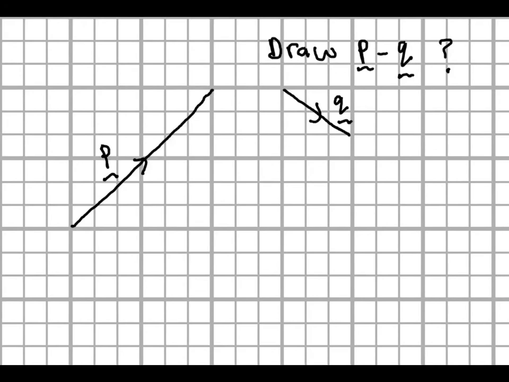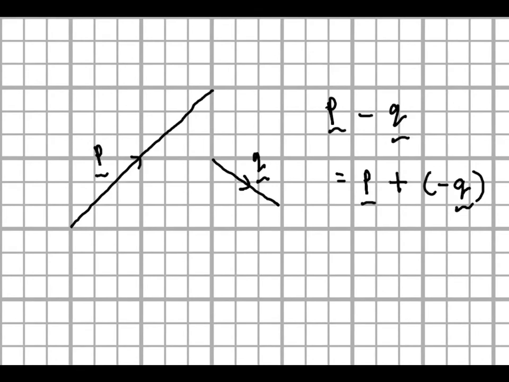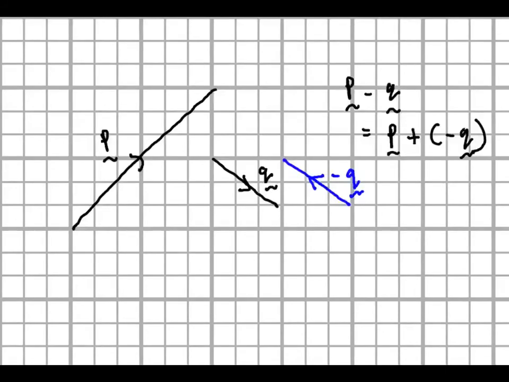Now, how do we draw the subtraction of vectors? We apply what we have already learned. P minus Q is the same as P plus the negative of Q. Now recall, how does negative Q look like? Minus Q is the same as Q, but it is pointing in the opposite direction as shown by the blue vector here. So right now, I want to add the vector P and the blue vector negative Q.